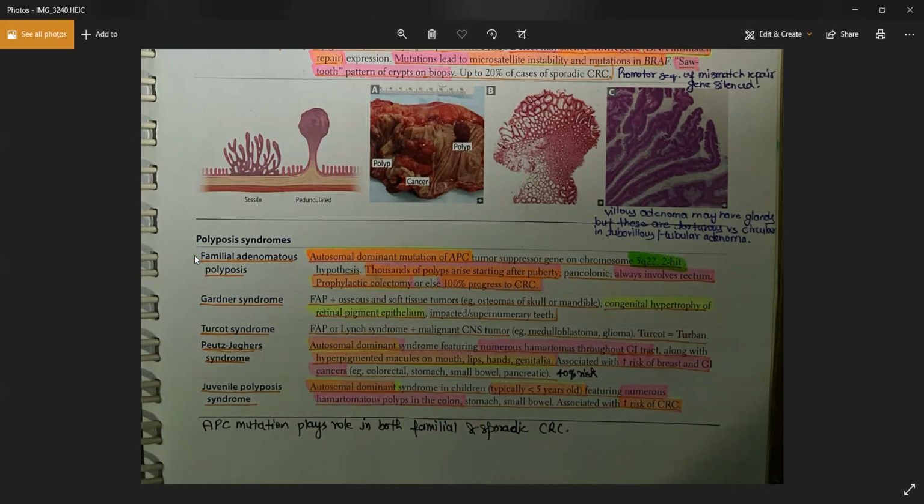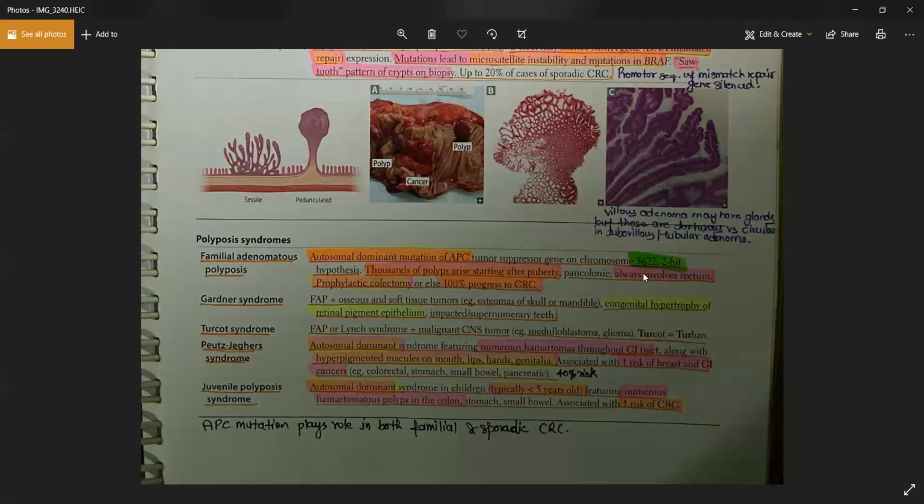The first is the familial adenomatous polyposis. The second is the Gardner syndrome, and third is the Turcot syndrome. For the familial adenomatous polyposis, you will have an autosomal dominant mutation in the APC tumor suppressor gene, and whenever the APC gene is inhibited, you will have many outgrowths in the colon, right? So the patient will have thousands of polyps after puberty because of this APC gene mutation, right?